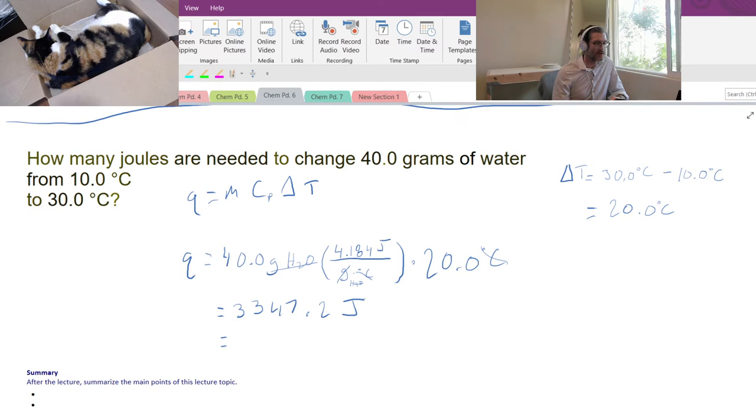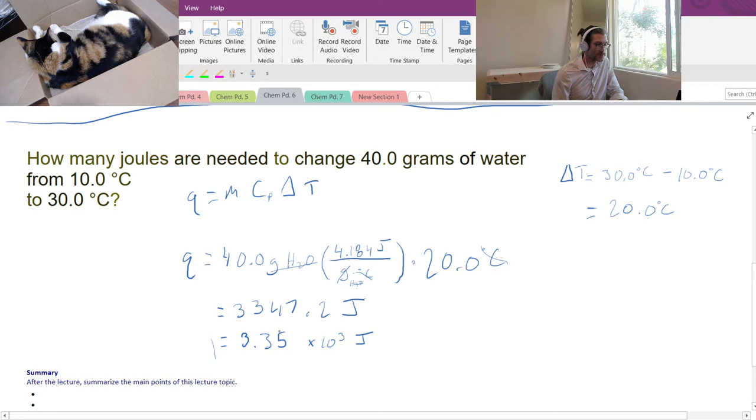All right. So, expressed in scientific notation, we can move the decimal over to here, round it to the third place, 3.35 times 10 to the 3 joules. That's how many joules. We can also write it as kilojoules, 3.35 kilojoules, small k, big J, kilojoules.